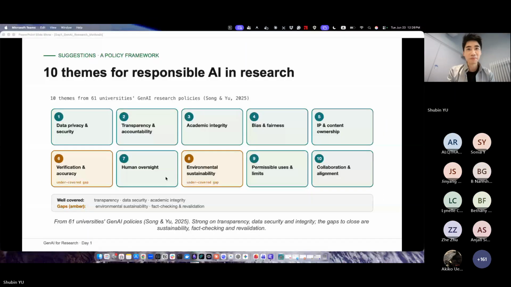Then let's move to the literature review part. Yes.